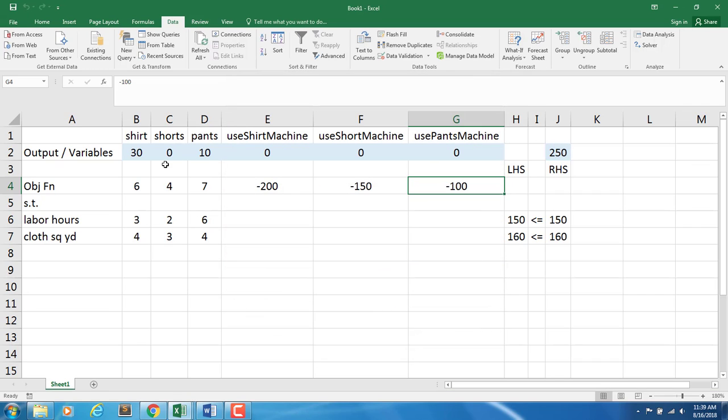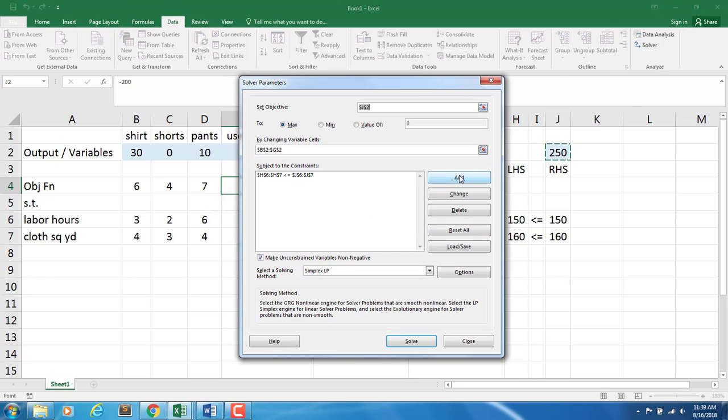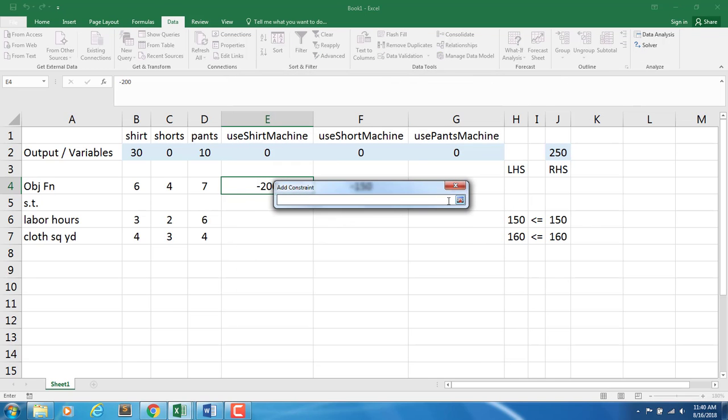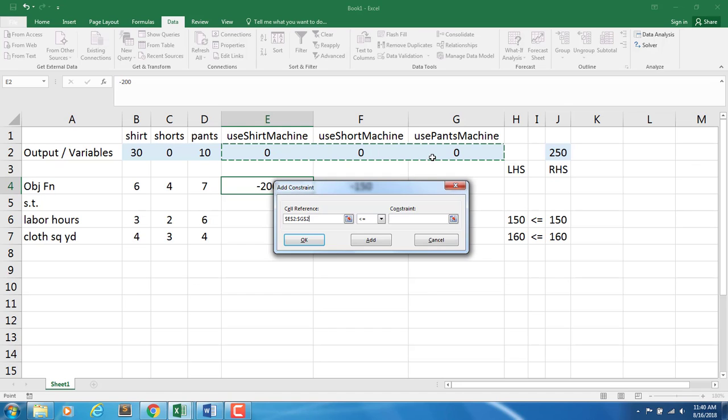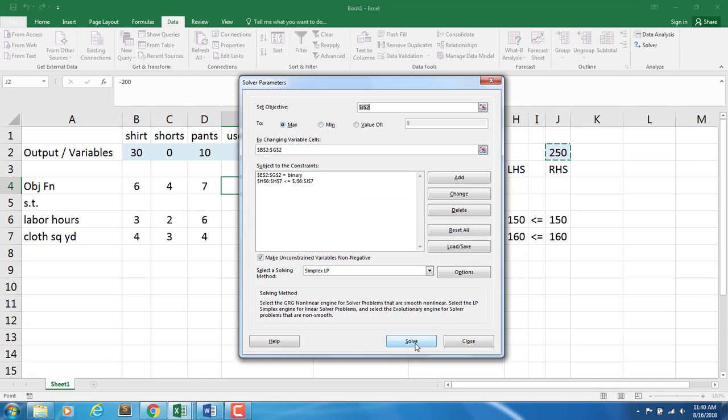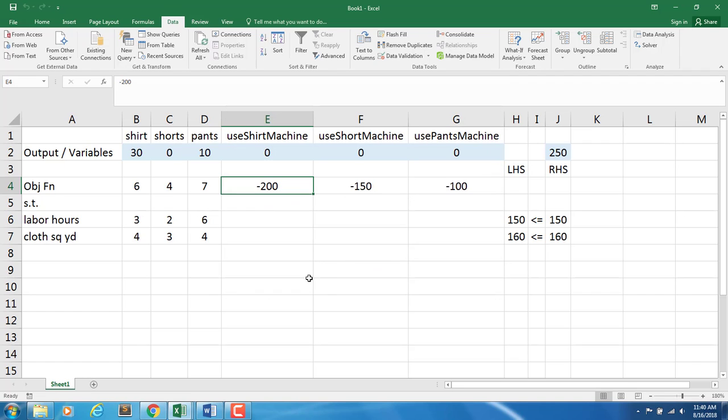We use up everything, but notice what it's saying is create 30 shirts and 10 pants, no shorts. But notice that it did not take out the $200 and $100, or $300. So we'd actually be negative money if we did that, right? 300 is more than 250. So what we could try is to add those binary constraints, I called them U's this time. Pick binary, click OK, and solve again. And again, they're still 0 because there's nothing connecting them.